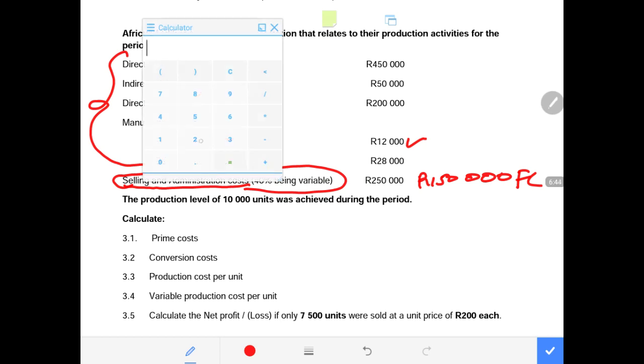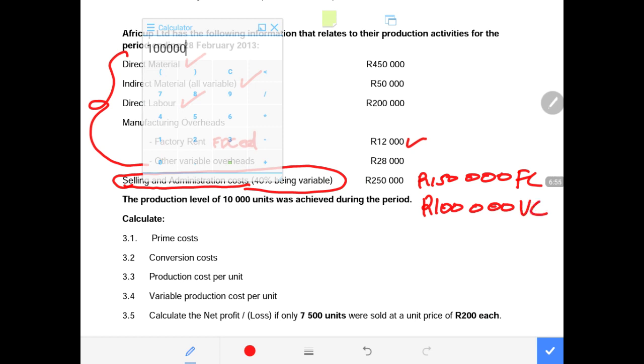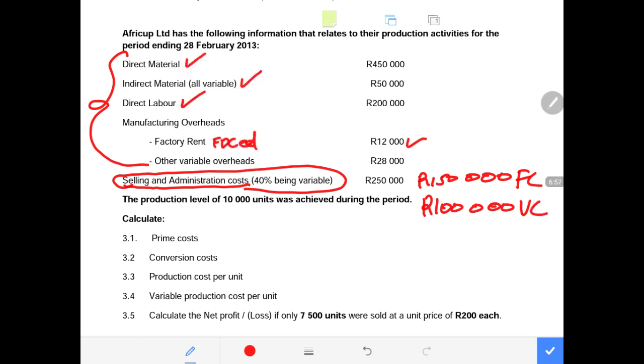So that means out of the 250,000, if we multiply this by 40%, it will give us 100,000. And the 100,000 of the selling and administration is what we call a variable cost. I'm using FC for fixed cost and VC for the variable cost. Now, these are the costs that are given to us.